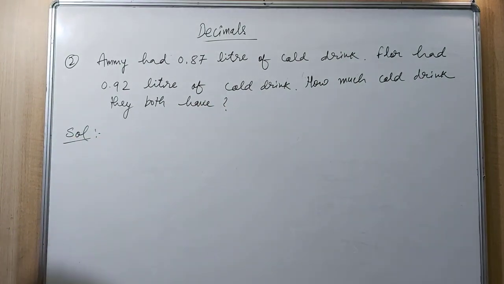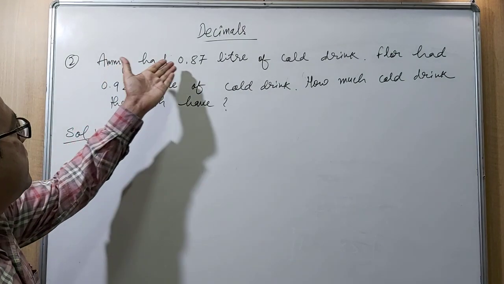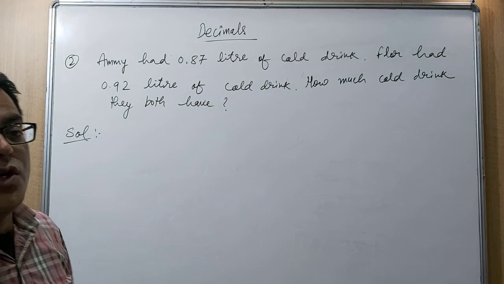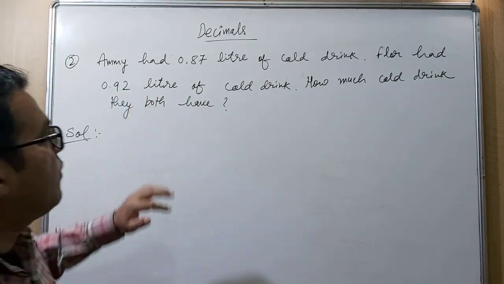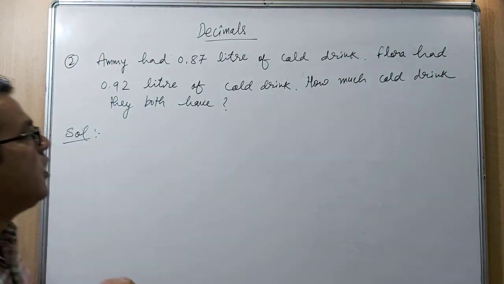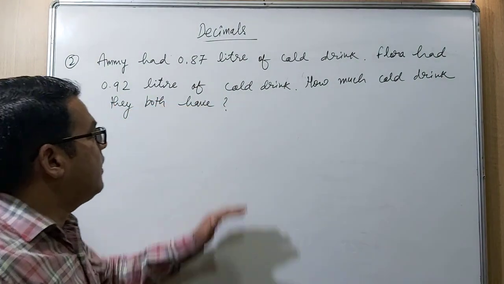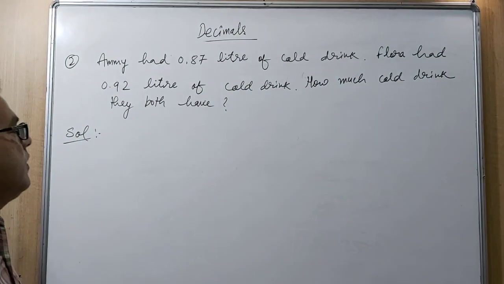It's a very simple question. You all know, I think. Amy had 0.87 liter of cold drink, right? And Flora, this is Flora, don't forget to write. So Flora had 0.92 liter of cold drink. How much cold drink they both have?